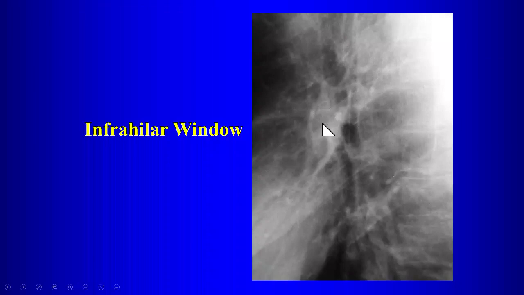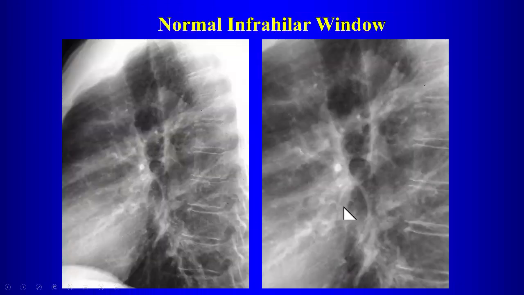The infrahilar window is this relatively clear area here: left upper lobe bronchus, right hilar vascular complex, which is main and right pulmonary artery. Left pulmonary artery goes up and over the left upper lobe bronchus, but this area is relatively clear. So normal infrahilar window here.